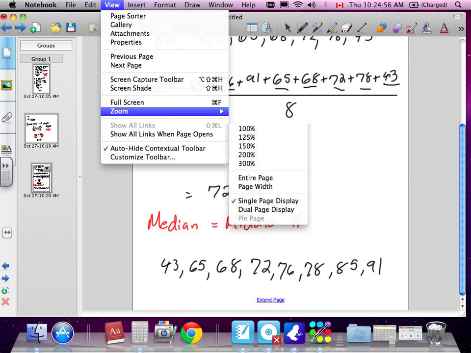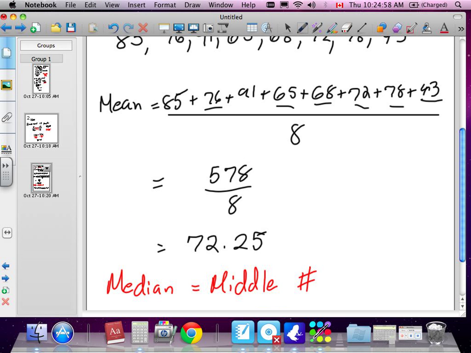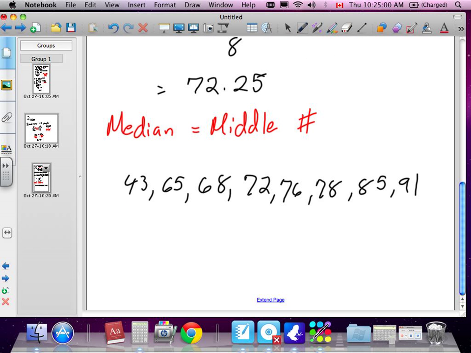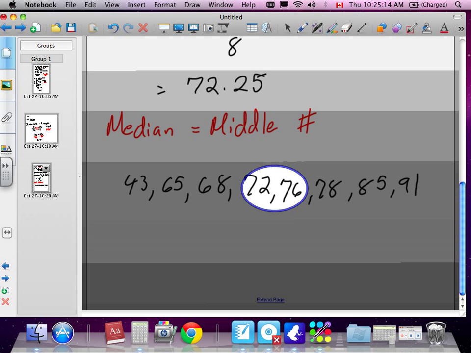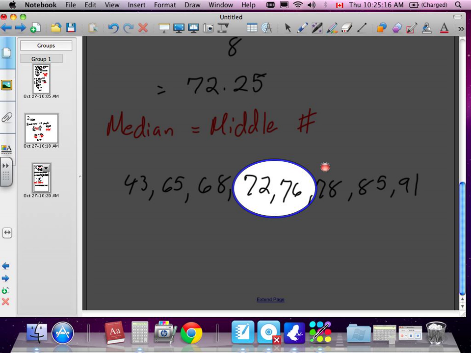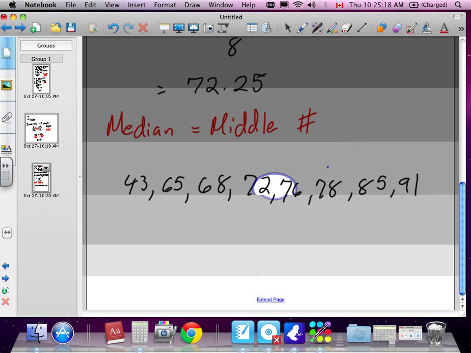Now we have to find the middle term. So when we go through these, how many terms were there all together again? 8. Are we going to have a middle term exactly? No, we're going to have 2 terms in the middle. 72 and 76. There's 3 to the left of them and 3 to the right.